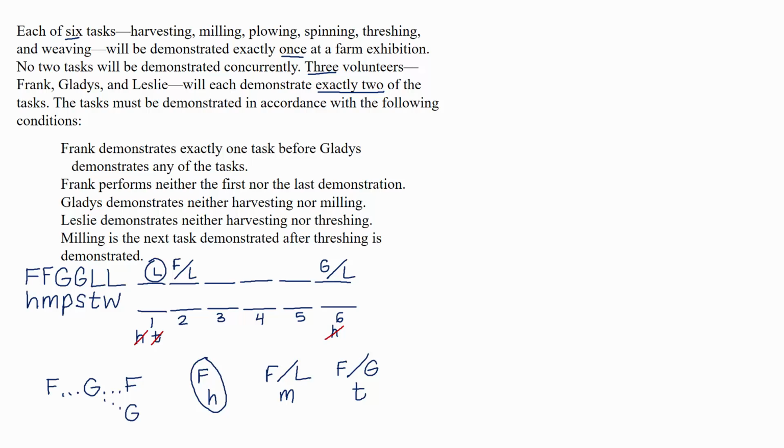The last rule is an ordering rule. It tells us that milling is the next task demonstrated after threshing is demonstrated. Let's note this off to the side. What can we deduce from this? Well, we can deduce that threshing can't be last, since milling has to be after it. And we know that milling can't be first because threshing is before milling. Okay, where else do we see threshing mentioned? We see in spot 1 that threshing can't be there. So that means that milling can't be in spot 2.